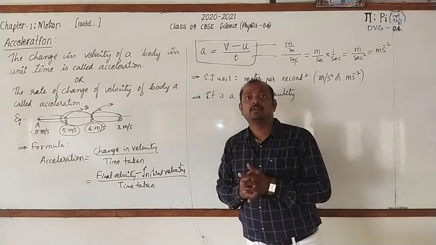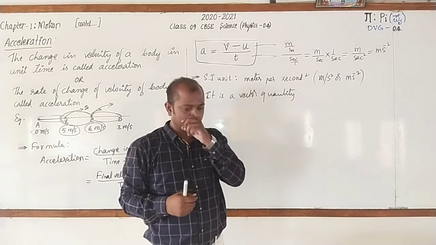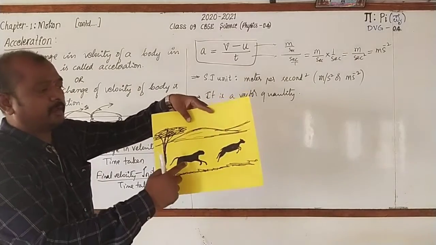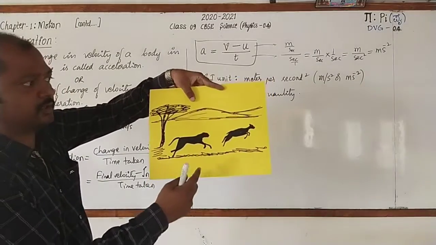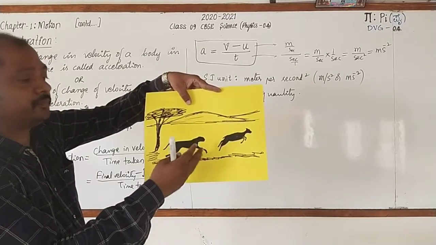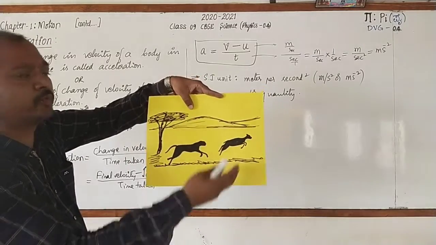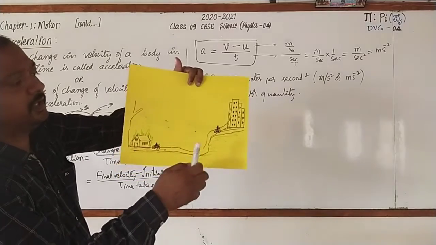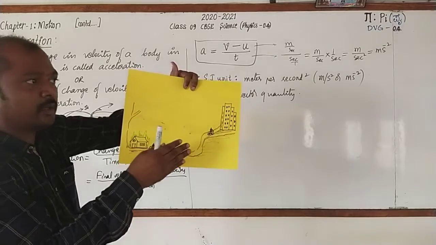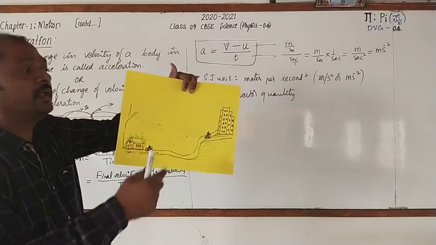As we know, sometimes the body has to move faster, sometimes it has to move slower. Example, what I said earlier. Here, the cheetah is running fast to catch the deer, right? Should the change in velocity be more or less? It should be more, because it has to move quickly. In this case, a boy is reaching the school, riding the bicycle. When he starts approaching the school, does he have to increase his speed or decrease it?